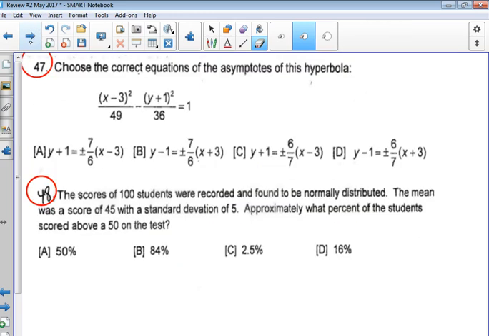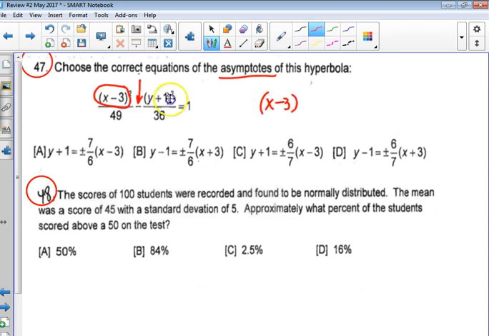All right. Look at your reference sheets. What can you tell me about this thing right here? It's a hyperbola because of the minus. The equations of the asymptotes. This is x minus h, so there's going to be an x minus 3. This is y minus k, so there's going to be a y plus 1. And then we need a plus or minus some slope in here.